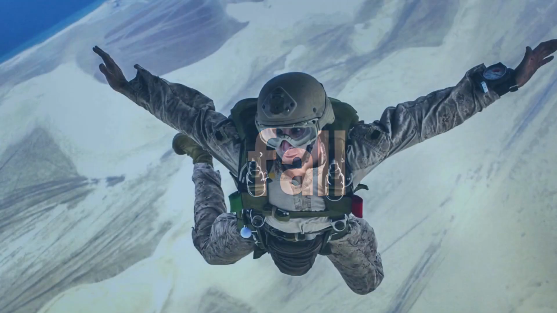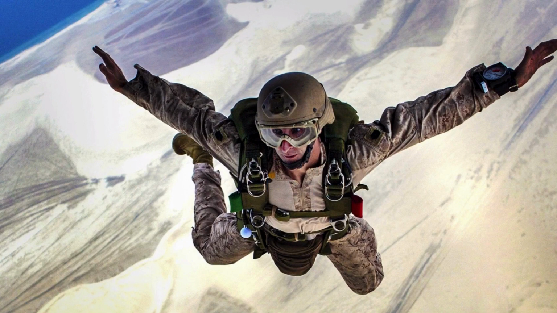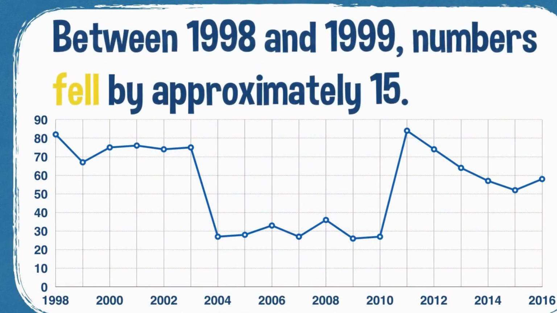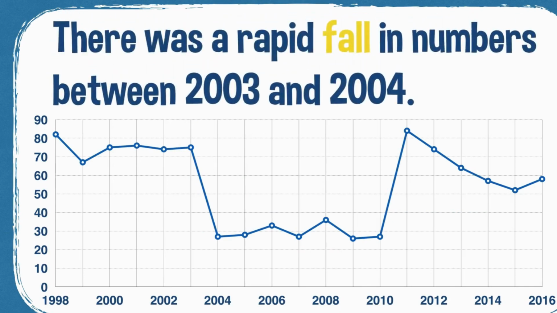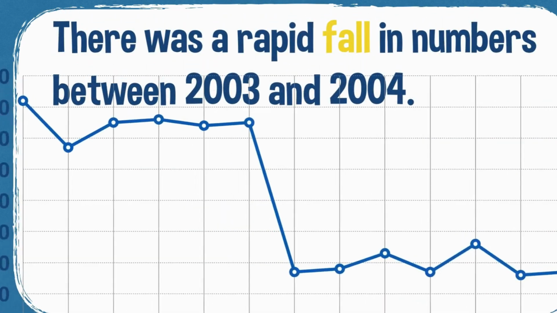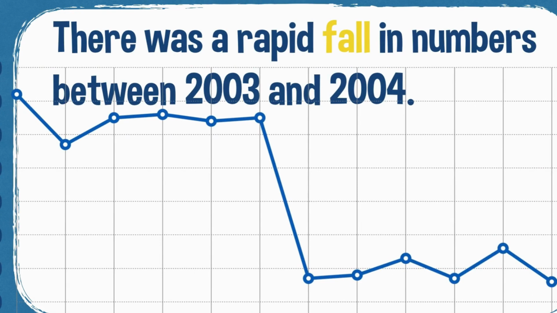So your first word is fall. Here's a man falling down without a parachute, going down. It's quite a neutral word actually, so we can often use it with an adverb, but here we haven't. So between 1998 and 1999, numbers fell by approximately 15. And another example, there was a rapid fall in numbers between 2003 and 2004. So there we've used an adjective with the word fall.